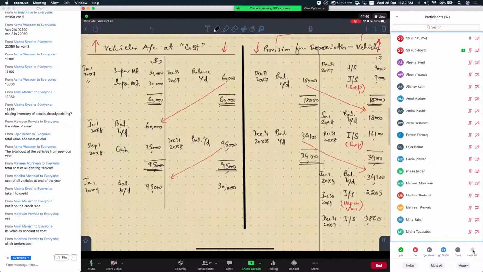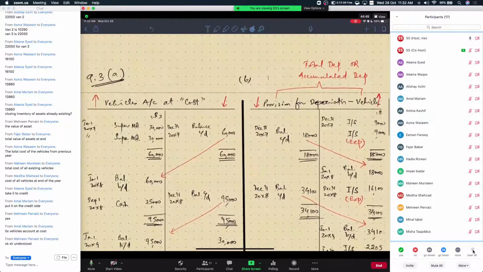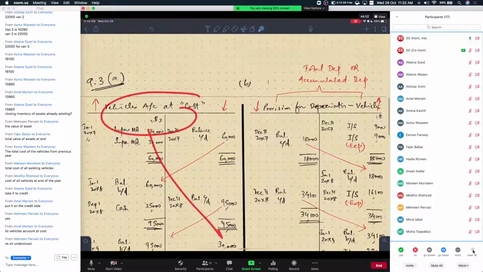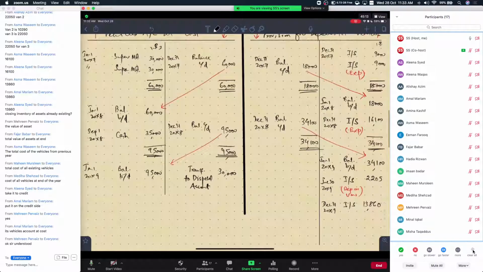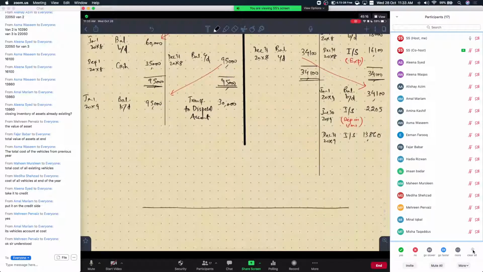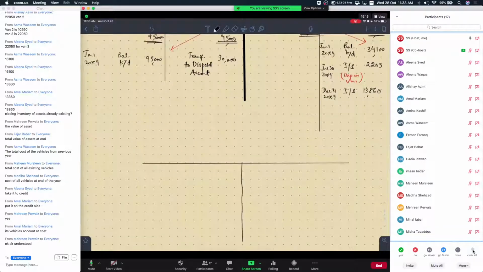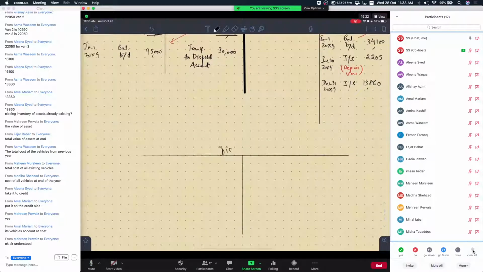Now, what do we do with this? So we know that the vehicle account is going to be credited here, right? So what is going to be debited here, the cross reference that we are going to put over here, is actually what we call a transfer entry. So we will write transferred to disposal account. We are going to create a fresh account called the disposal account. The purpose of this disposal account is to calculate the profit or loss on this disposal, right?